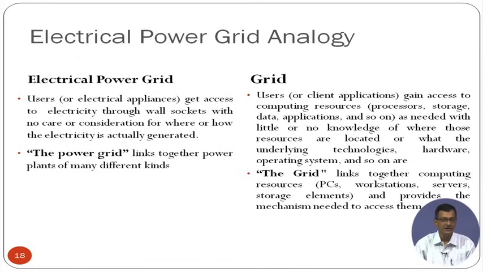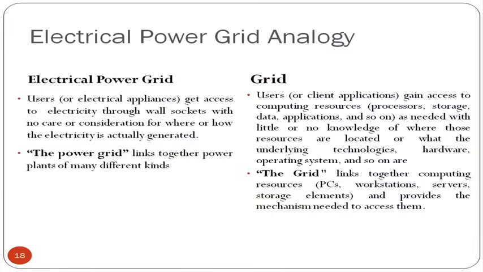So, electrical grids are running and we tap power, in the sense that organizations or households or the power distribution systems tap power from the grid. So, it is something available. In case of computing analogies, users or client applications gain access to the computing resources, processors, storage, data, applications and so on as needed, with little or no knowledge of where those resources are located. That means I have resources, I tap those resources and use them for my thing. Say I want to run something on a computing grid.